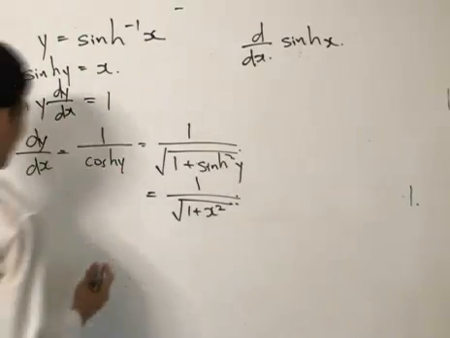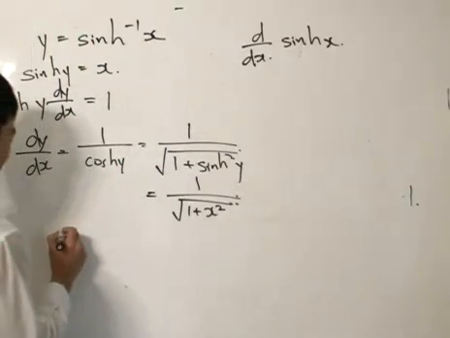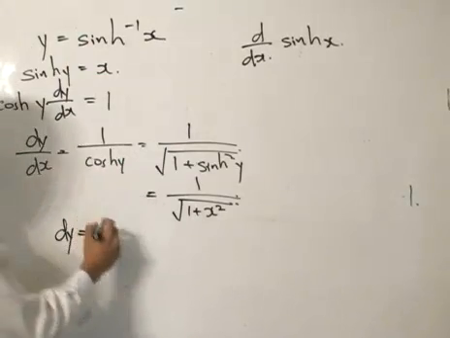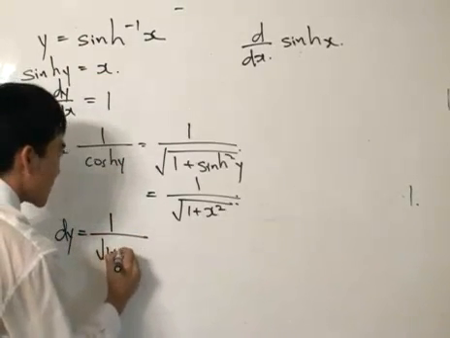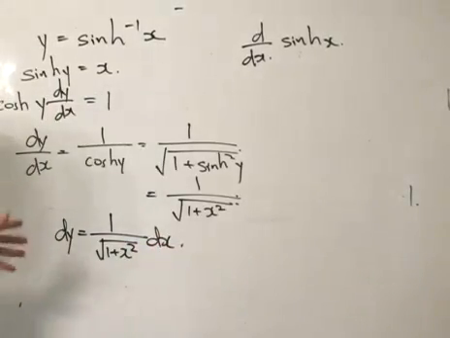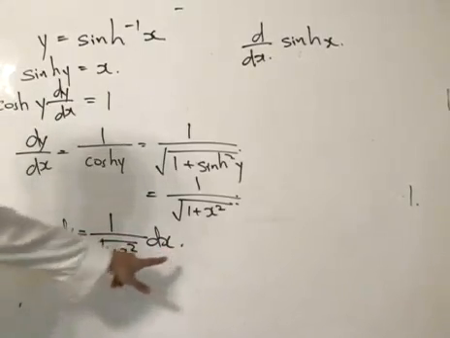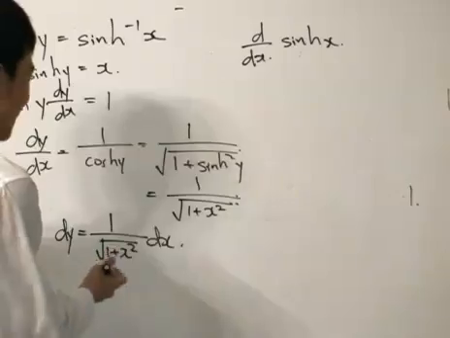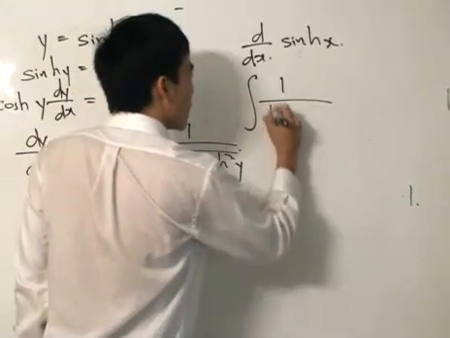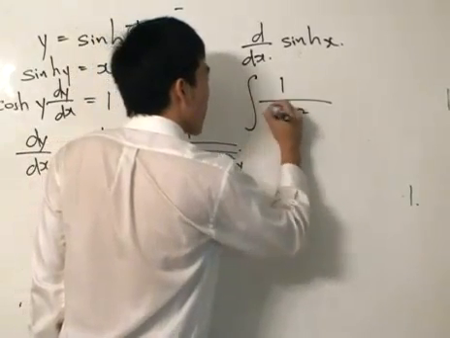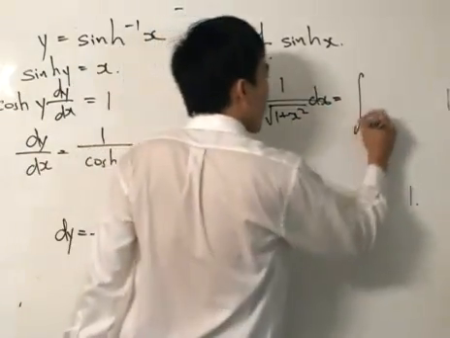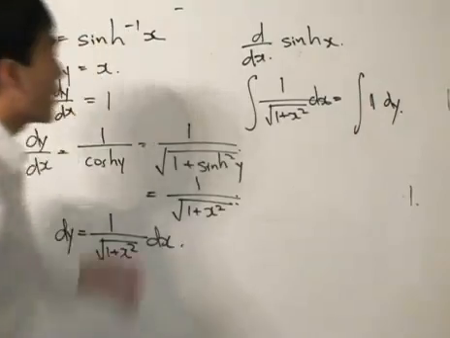So now what do we get from here? Well, I'll just simply put the dx over there because I can separate the variables. So I get dy equals 1 over square root of 1 plus x squared dx, and now I will integrate both sides with respect to the proper differential, dx and dy. So I will integrate 1 over square root of 1 plus x squared with respect to x, which equals the integral of 1 dy, right? I hope that's easier to understand.